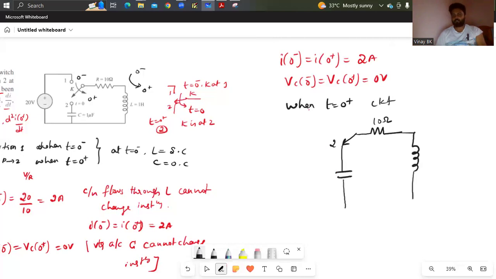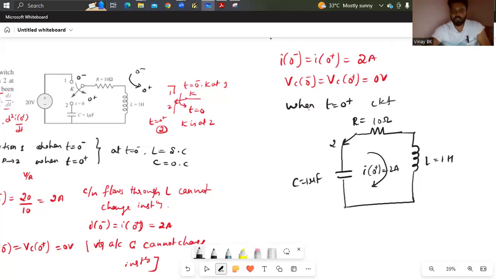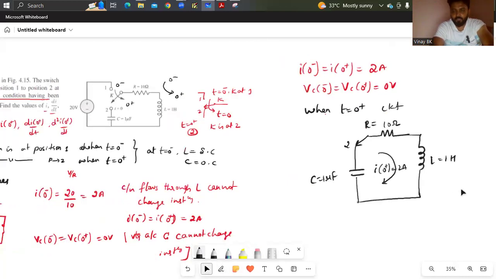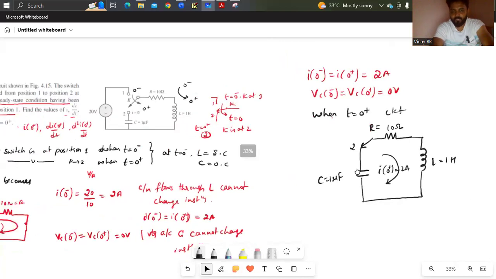The circuit looks like this, and the current that flows is now I of 0 plus. You already know the value of I of 0 plus, that is 2 amperes. Keep that in your mind. And the value of capacitor, that is C equals 1 microfarad, and R is nothing but 10 ohm. L is given, that is 1 Henry. So now apply KVL to get the derivatives of currents, that is di of 0 plus and d square I of 0 plus divided by dt square.